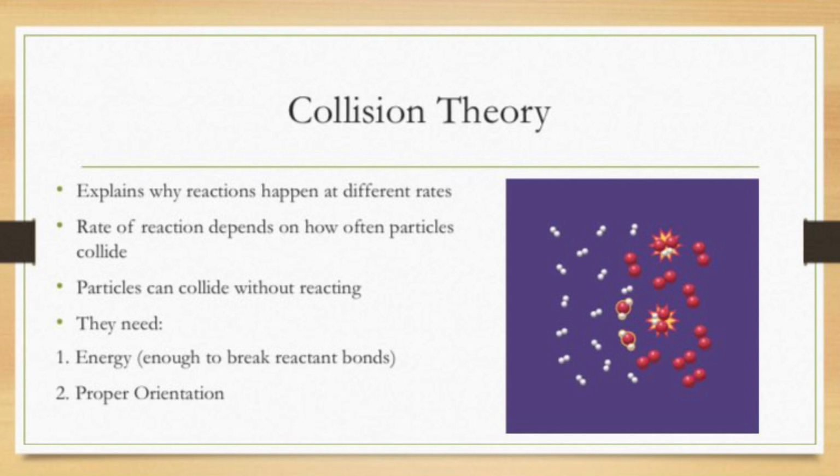Let's talk about collision theory. It explains why reactions happen at different rates and how the rate of reaction depends on how often particles collide. But it is important to know that they can collide without reacting. This is because there are a few factors needed to react. First, they need to collide. This is quite obvious. Second, they need enough energy to break the bonds so that they can reform new bonds for the products. And third, they need proper orientation, meaning that they need to collide together at a certain spot for it to work.